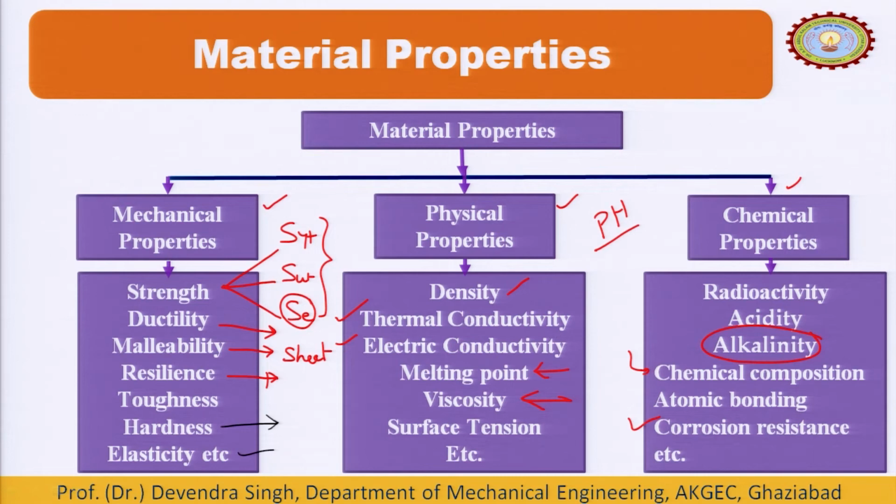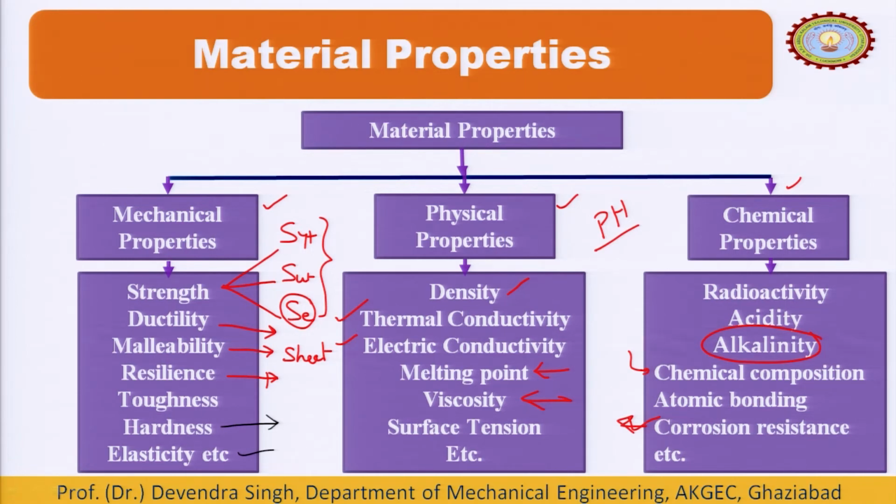And the chemical composition, atomic bonding and corrosion resistance we have discussed earlier with the example of the impeller of a centrifugal pump in the sugar industry to pump the sugarcane juice. So these are the chemical properties, these are the physical properties, a few properties I have discussed here, and the mechanical properties I have discussed.